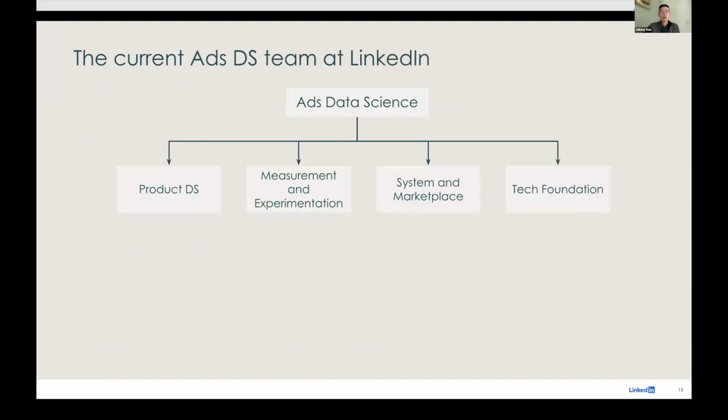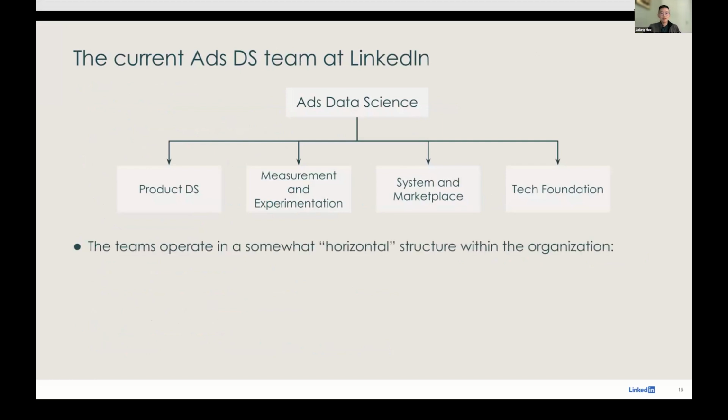So this is how we currently structure the data science team at LinkedIn. We basically have 4 teams, and these teams are somewhat horizontally structured within the ads organization. The first team is a more classic product DS team, and the goal is to support new product initiatives. For example, if I have a new thing I want to build, like this guaranteed ad, there would be a dedicated data scientist from this team to work with stakeholders like engineers and product managers to build this product from end to end.